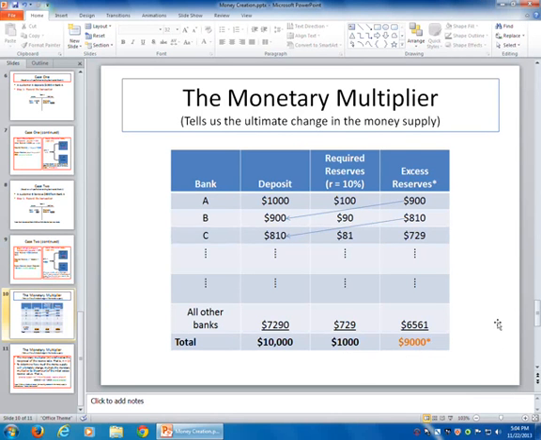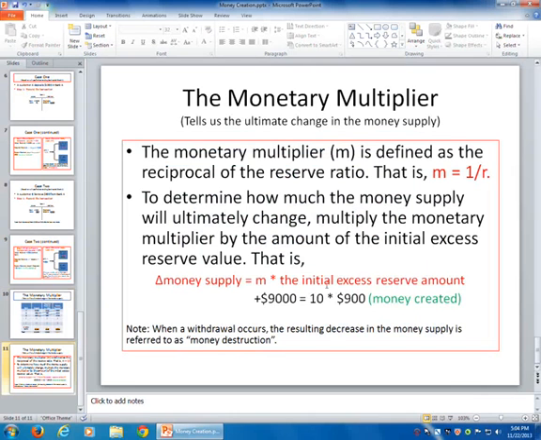Now, the monetary multiplier is defined as the reciprocal of the reserve ratio. That is, I'm going to use M to represent the money multiplier, M equals 1 over the reserve ratio. So, for example, in our problem, where we're assuming that the reserve ratio is 10%, you would take 1 over 0.1, and of course you would get that the money multiplier would be 10. So you simply take 1 over the reserve ratio to get the monetary multiplier.